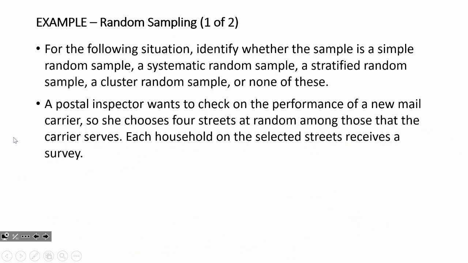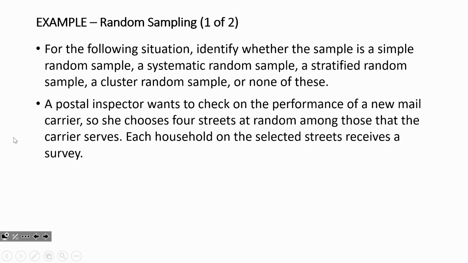All right. So for the following situation, identify whether the sample is a simple random sample, systematic, stratified, cluster, or none of these. A postal inspector wants to check on the performance of a new mail carrier, so she chooses 4 streets at random among those that the carrier serves. Every household on the selected streets receives a survey.